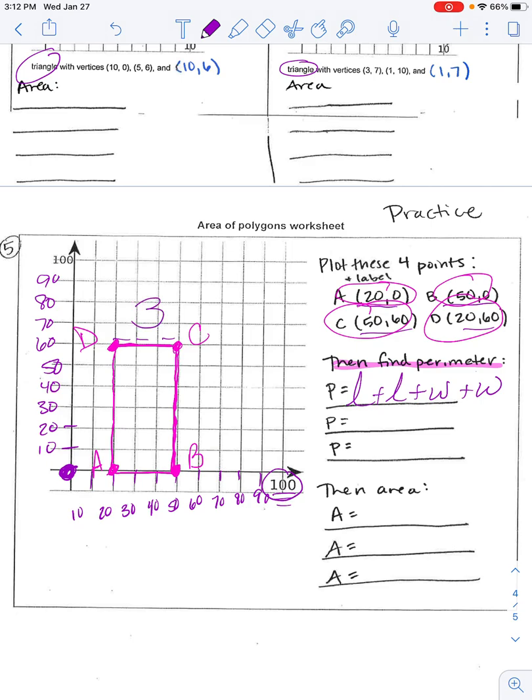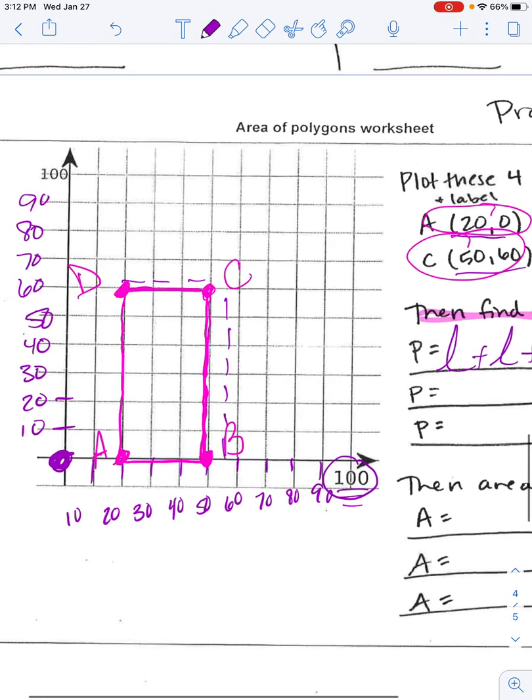1, 2, 3 is the width. 1, 2, 3, 4, 5, 6 is the length. So I have 6 plus 6 plus 3 plus 3. Although I don't. Pause. This is why I wanted to do it with you.